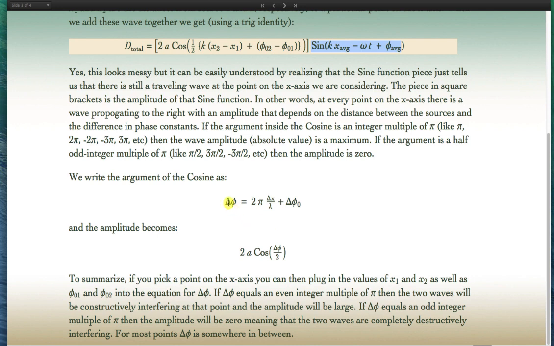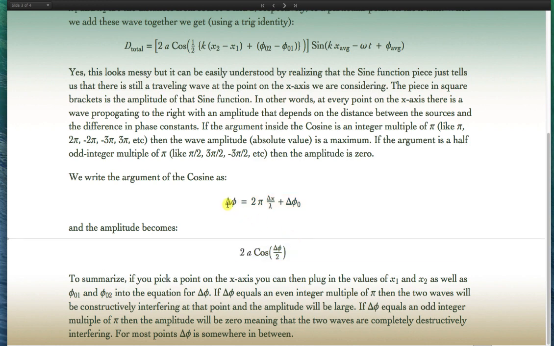So in summary, anytime that delta phi is an even multiple of pi, you're going to divide by 2 in here, and you're going to get cosine of that thing that's a multiple of pi. And cosine of any multiple of pi is plus 1 or minus 1. It's going to give you the biggest amplitude you can get, positive or negative.